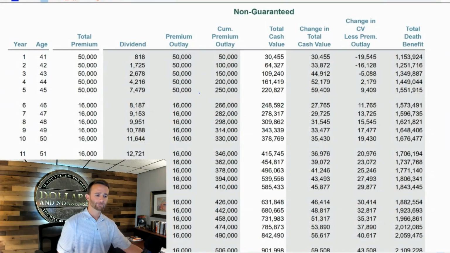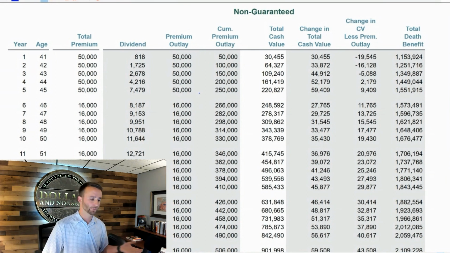So what I did is I built out kind of a basic policy illustration here. Just a basic policy. I didn't do a whole bunch of odd things with it. I didn't put any sort of bells and whistles on it. Not that I normally do per se anyway.